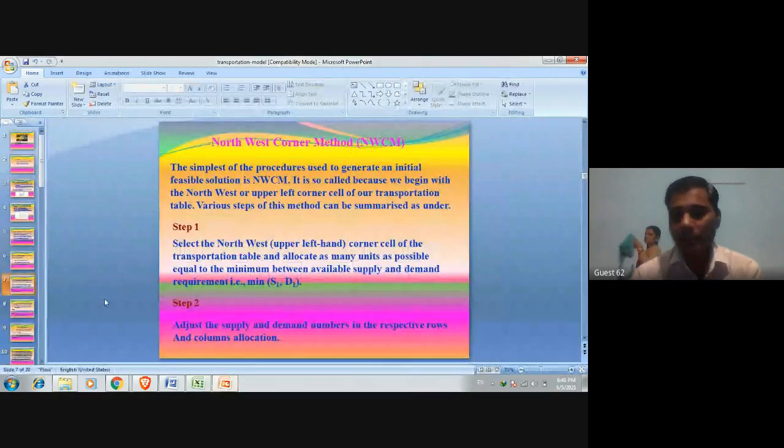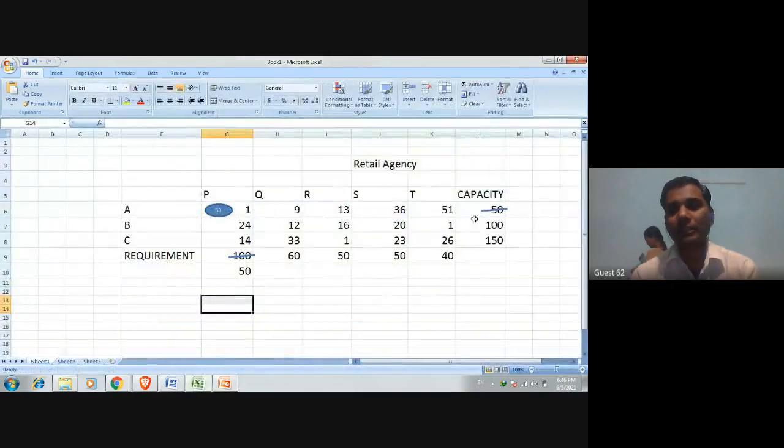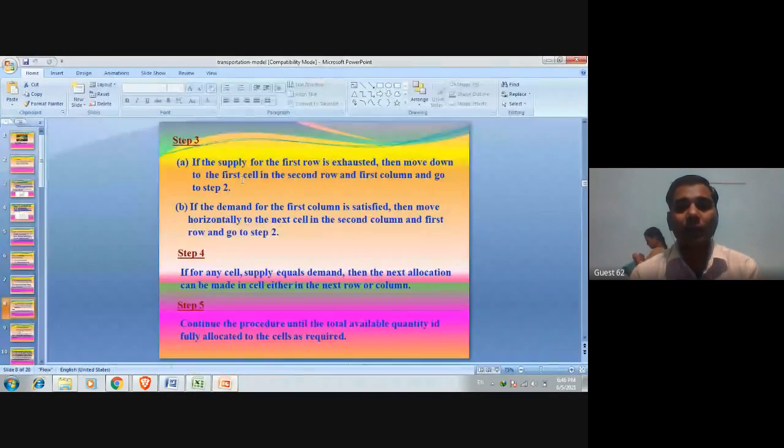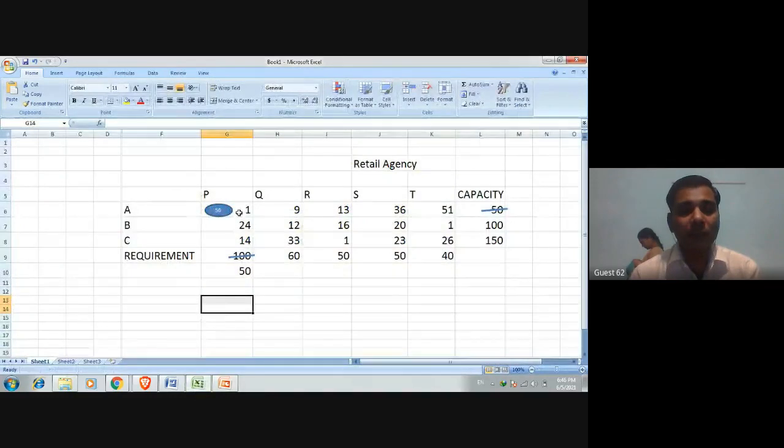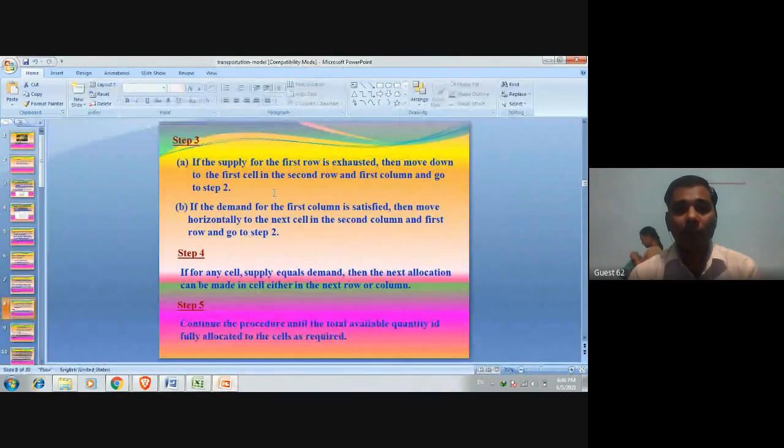Your next step is, if the supply for the first row is exhausted, means this is the supply, so this is exhausted. So what will happen? Then move down to the first cell in the second row. It means move down the first column in the second row. This is our first column and second row.